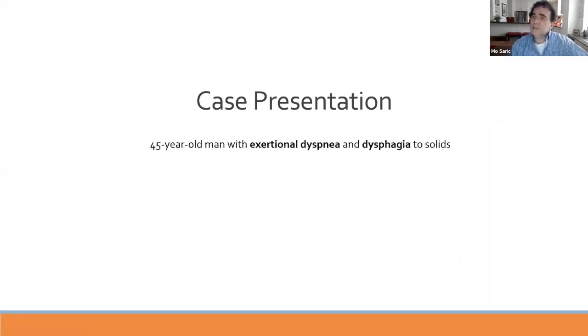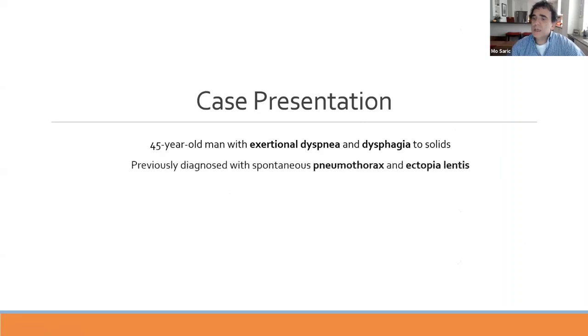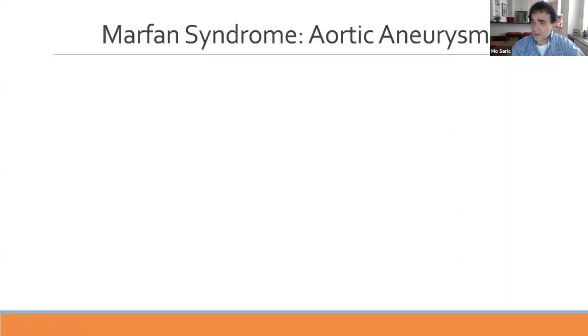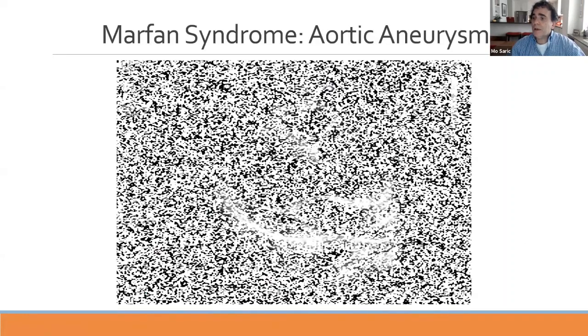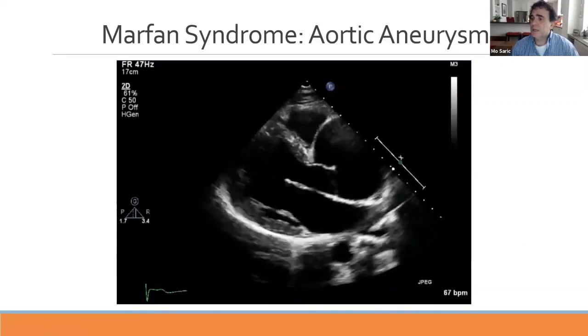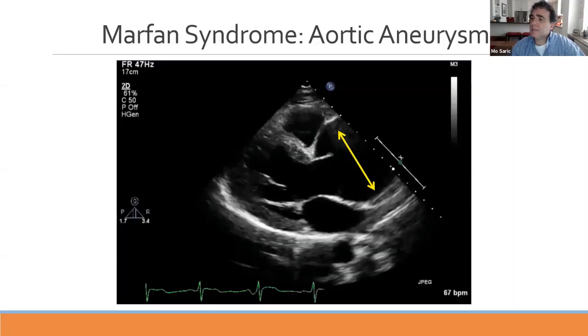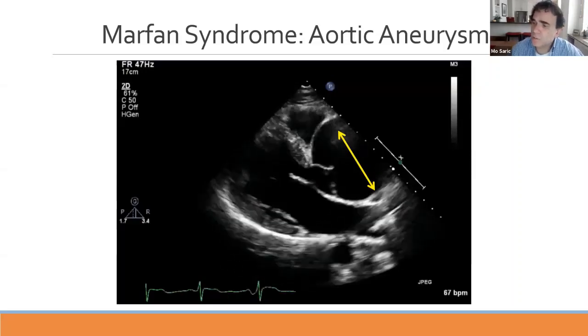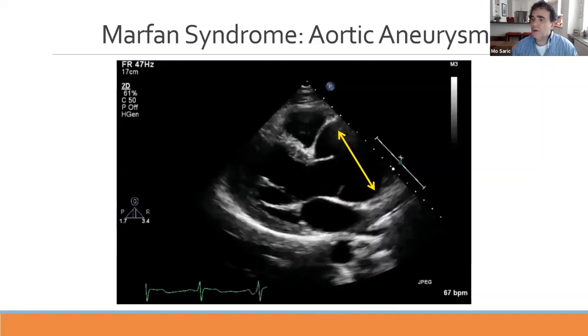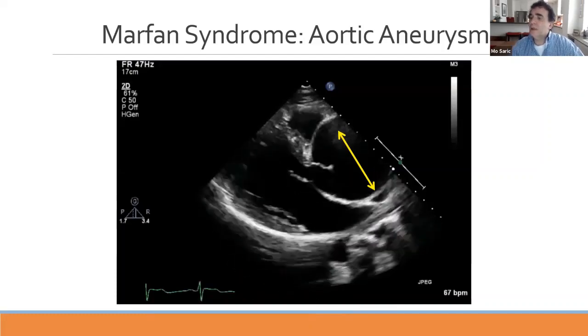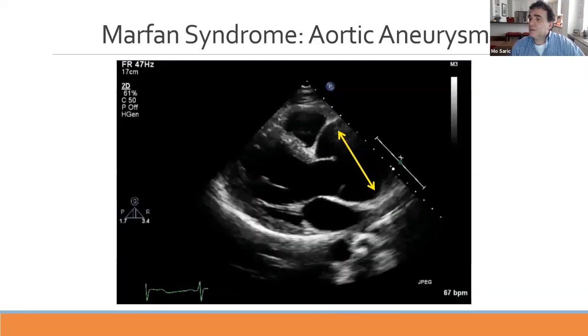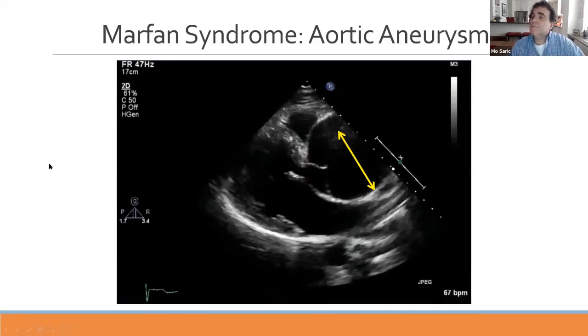45-year-old man with exertional dyspnea and dysphagia to solids. He was previously diagnosed with spontaneous pneumothorax and ectopia lentis, and these are also in the spectrum of Marfan pathology. Echocardiographically, we demonstrated that he has clearly a very large aortic root aneurysm. And it's characteristic for Marfan syndrome to have dilatation of the very proximal portion of the thoracic aorta, referred to as the root.